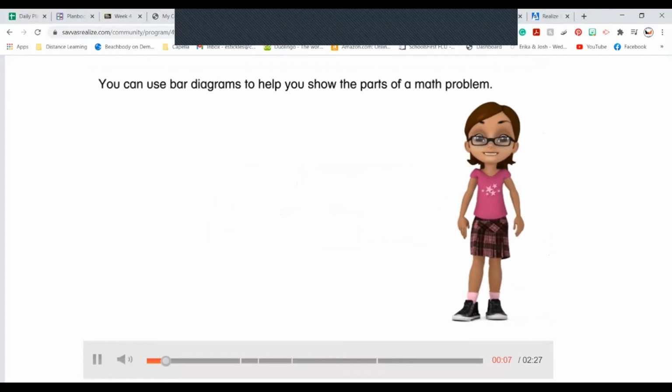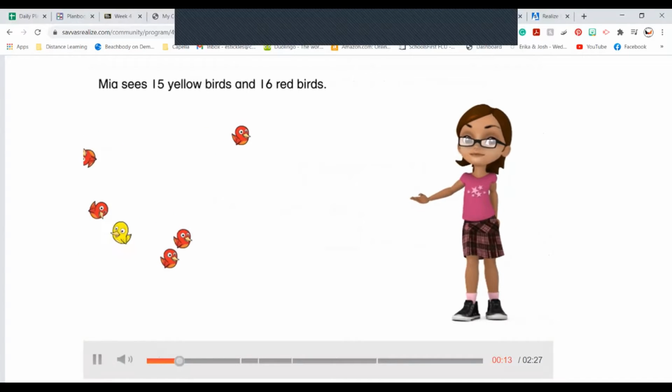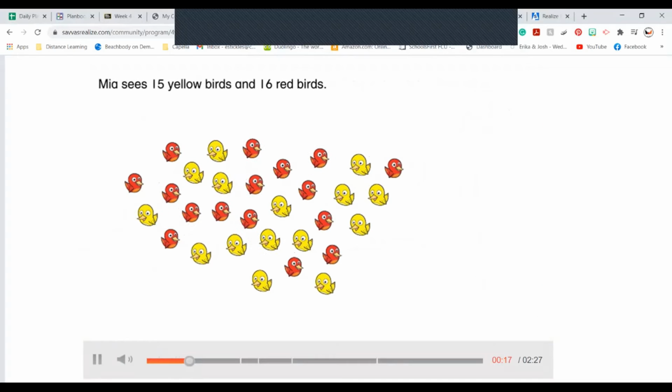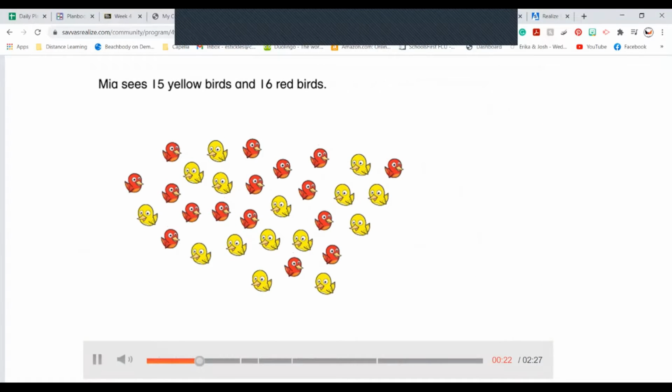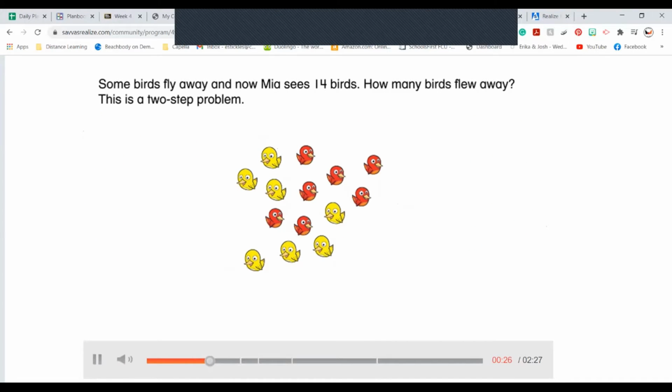You can use bar diagrams to help you show the parts of a math problem. Mia sees 15 yellow birds and 16 red birds. Some birds fly away, and now Mia sees 14 birds. How many birds flew away? This is a two-step problem.